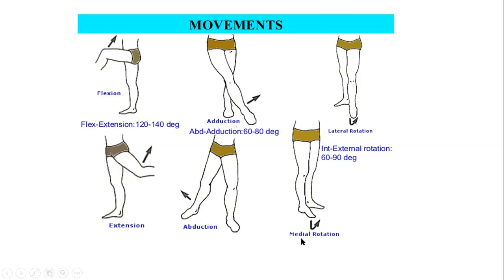Rotation, lateral and medial, takes place along a longitudinal or vertical axis. Medial rotation is performed by the anterior fibers of the gluteus medius and minimus, assisted by the tensor fascia lata. This movement, medial rotation, is limited by the lateral rotators and ischiofemoral ligament.